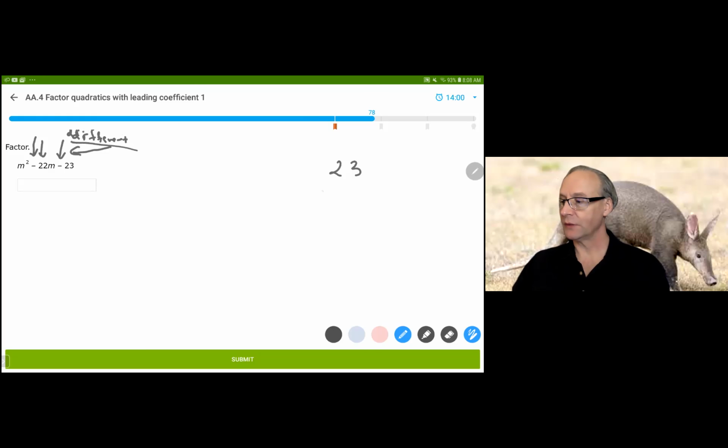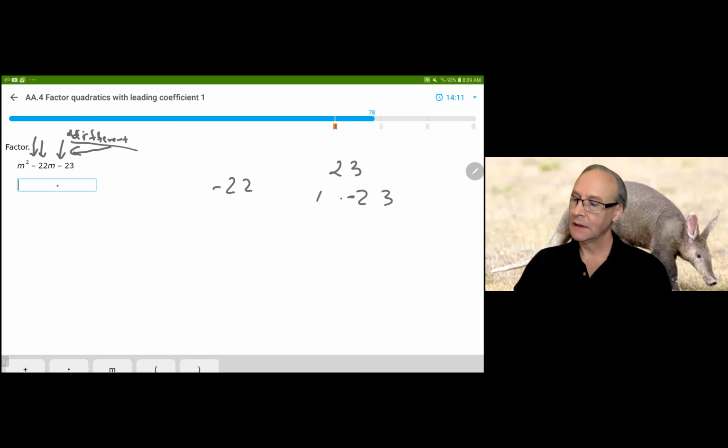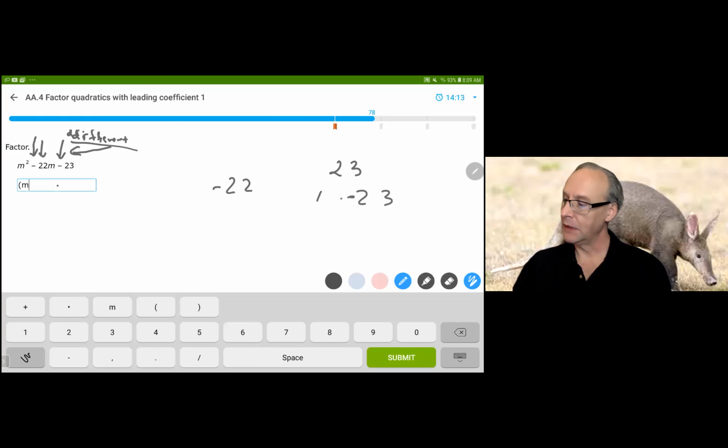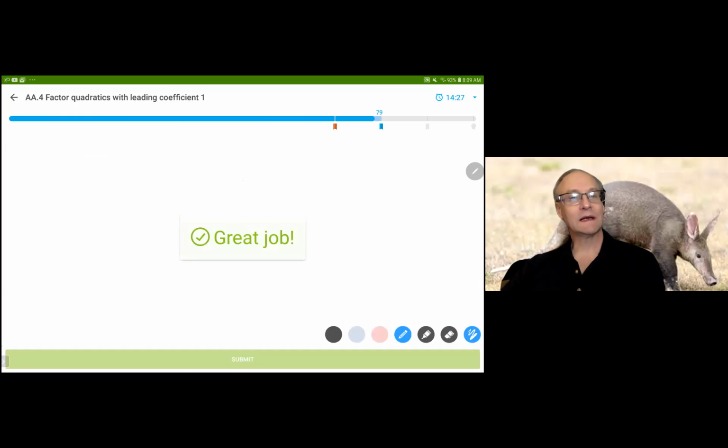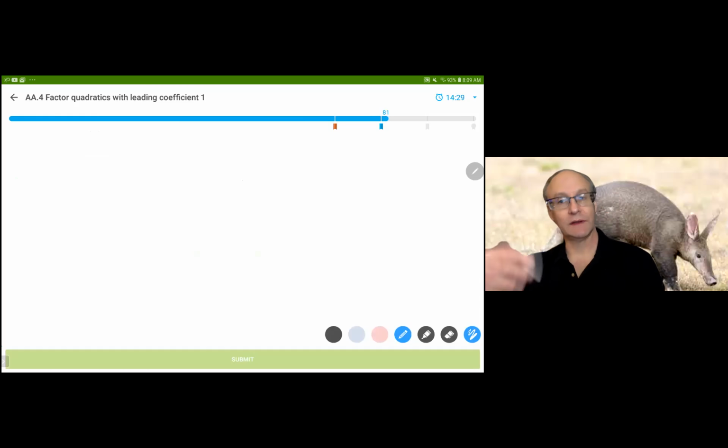There's only one way to get 23, 1 times 23. We want the larger to be negative. And sure enough, they do have a difference of negative 22, and we're all done. That is going to be m plus 1 and m minus 23. And that will give me a negative 22 in the middle, won't it? One of the nice things about primes is that they're really easy to factor.